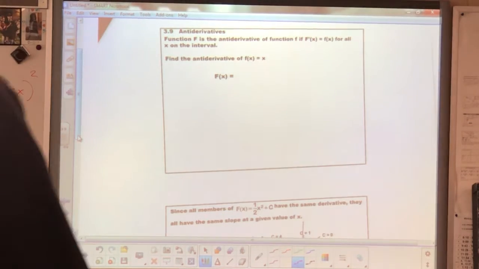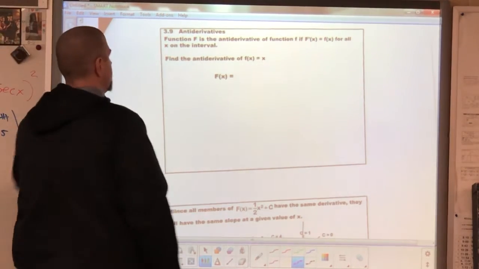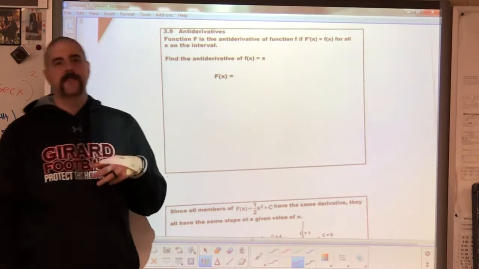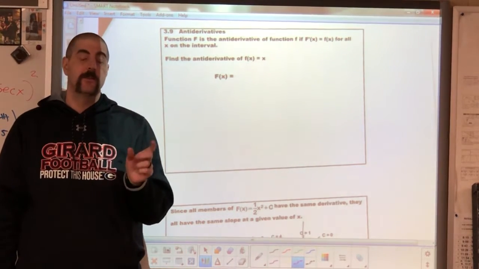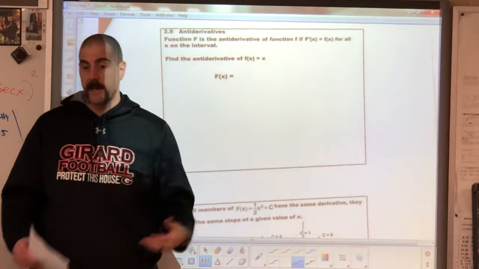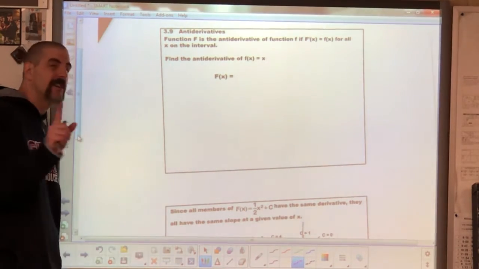Okay, welcome to the last section in chapter 3, antiderivatives. Antiderivatives is the opposite of derivative. So the derivative of x squared is 2x. Now we're going to take 2x and get back to x squared, okay? Back to x squared. The notation's important here.